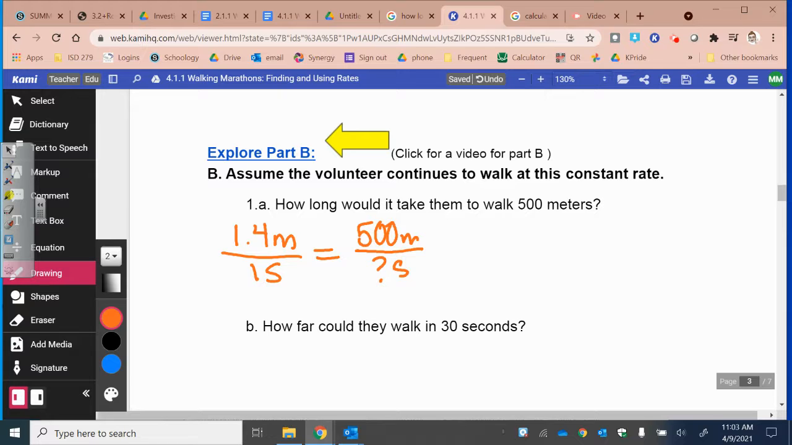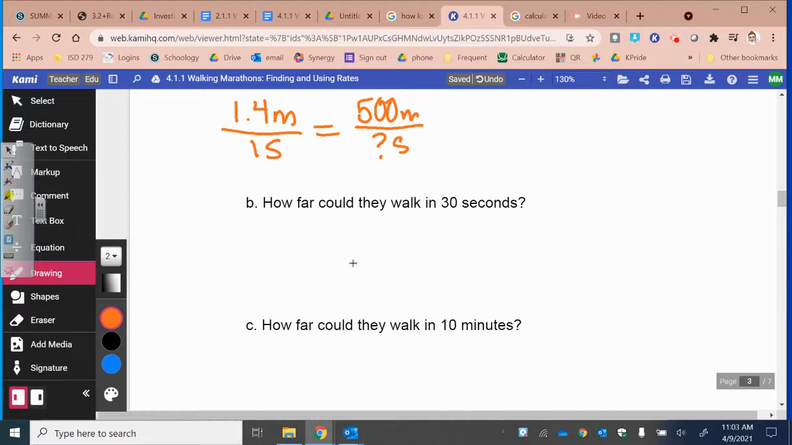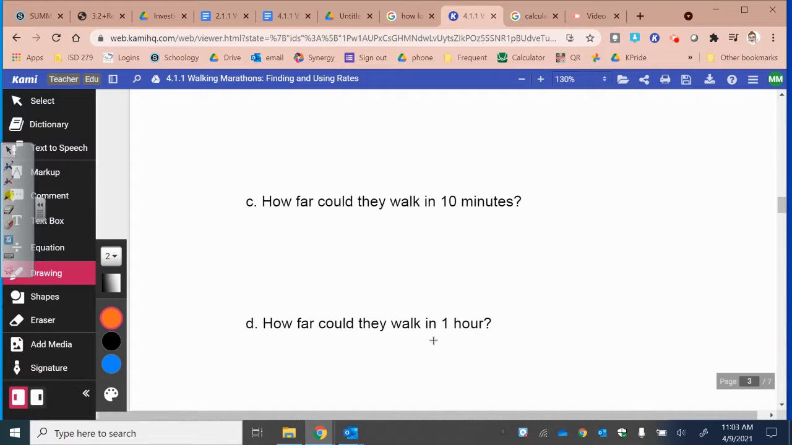Some of us are going to use maybe just a straight up division problem, for some of them maybe a multiplication problem, and that is okay. Just wanted to point out one way you could try to solve this is to set up a proportion. You could also use that same idea in part B, where it asks how far they could walk in 30 seconds, and then for part C in 10 minutes, and then part D, it's 1 hour.